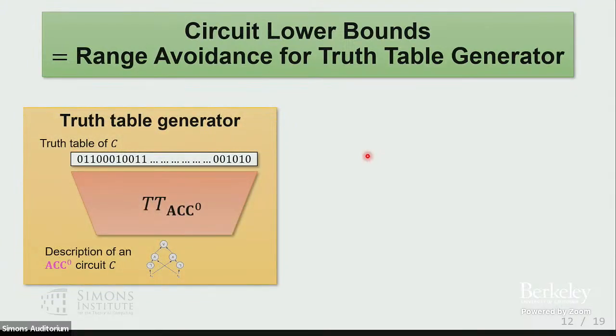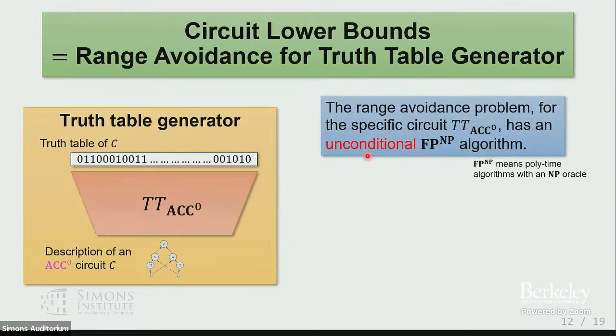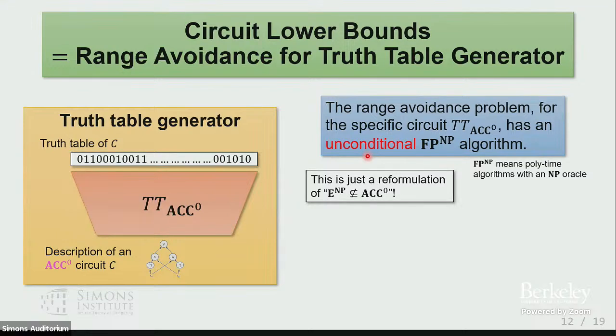So let's recall this truth table generator. It takes the description of an ACC0 circuit C and maps it to a truth table. So what Ryan proved is essentially that the range avoidance problem for this specific truth table generator has an unconditional FP^NP algorithm. To see why it holds, you first notice that for the truth table generator, the output length is 2^n, and therefore a polynomial time algorithm for range avoidance becomes an exponential time algorithm for constructing a hard truth table.